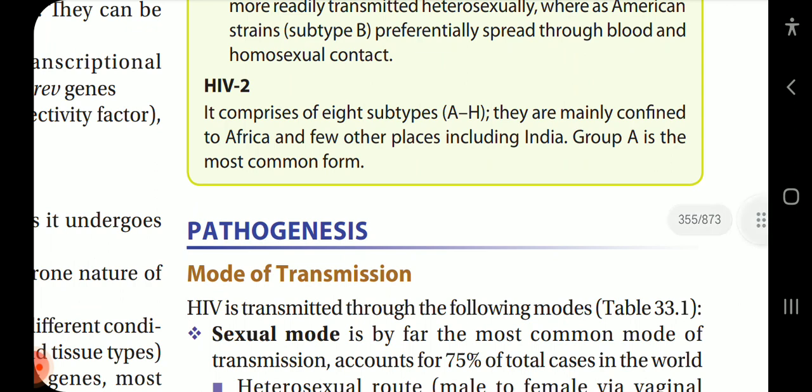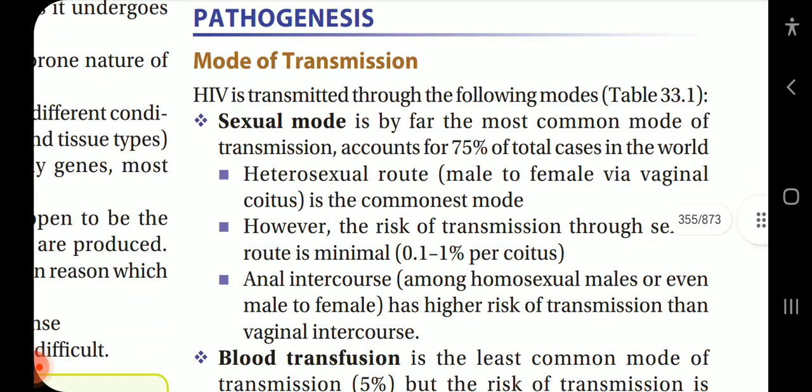HIV-2. It comprises 8 subtypes, A to H. They are mainly confined to Africa and a few other places including India. Group A is the most common form.